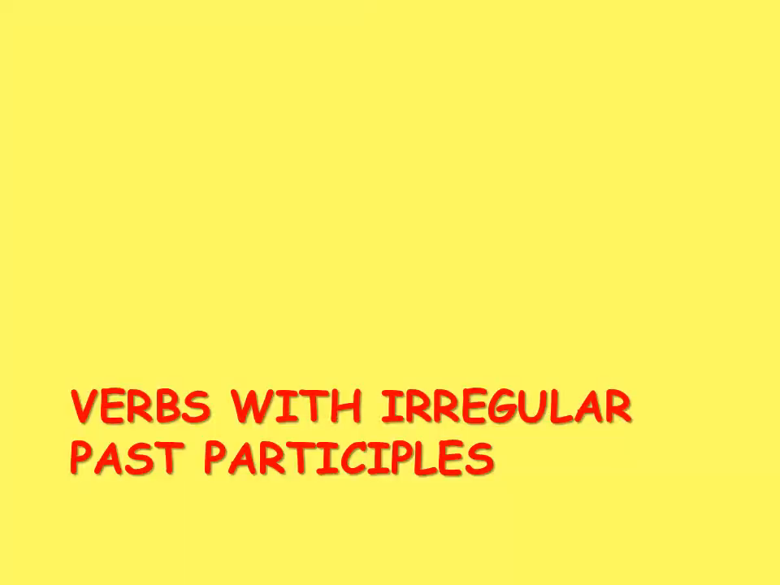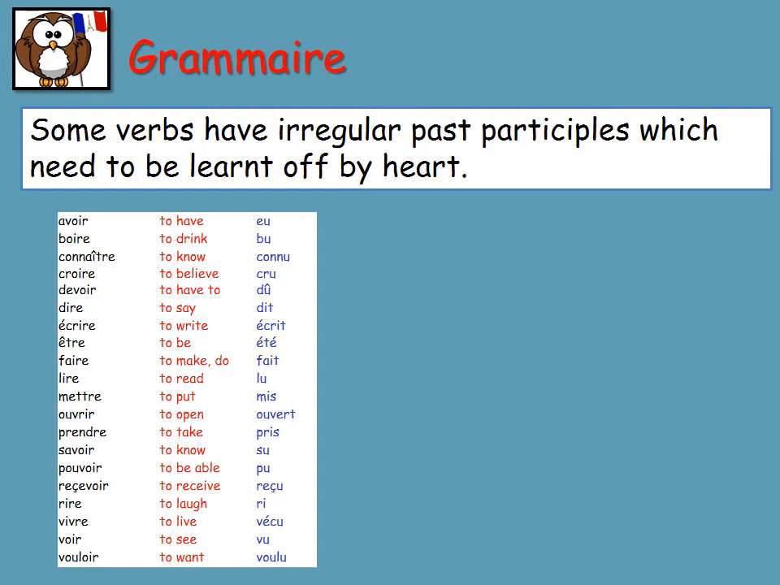Now, obviously, there are some verbs which have irregular past participles. Not every verb follows the same pattern. That's why we have some irregulars. Let's have a look at some of these. They've got irregular past participles. You just need to learn these off by heart. I would really like you to write these down because they're ones that come up again and again, and you do have to know them.